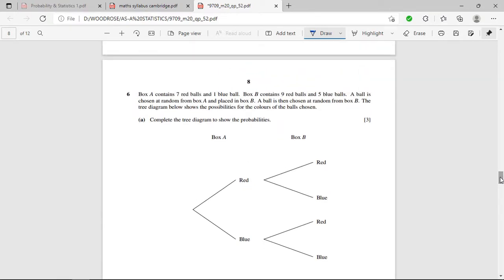Number 6 here is a tree diagram. We have a box A that contains 7 red balls.